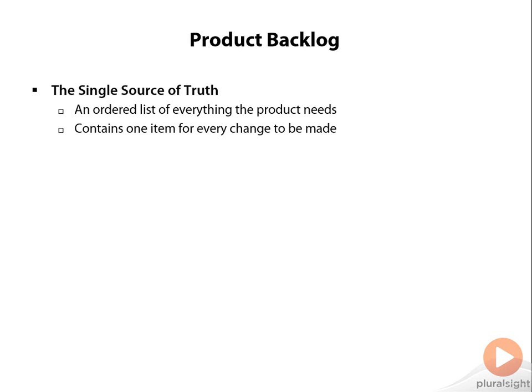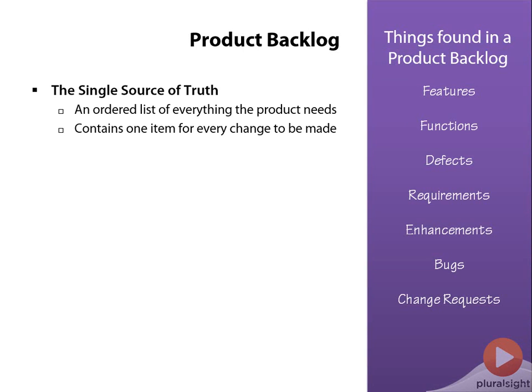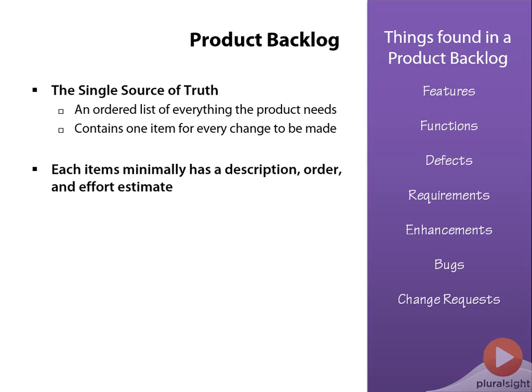A product backlog is the single source of truth for any change to be made to the product. As long as there is a product, there is a product backlog that corresponds to it. There's one item in the product backlog representing any change we might make. The expression of those items is really up to the team. The product backlog is ordered by the product owner, who owns its content, availability, and ordering.